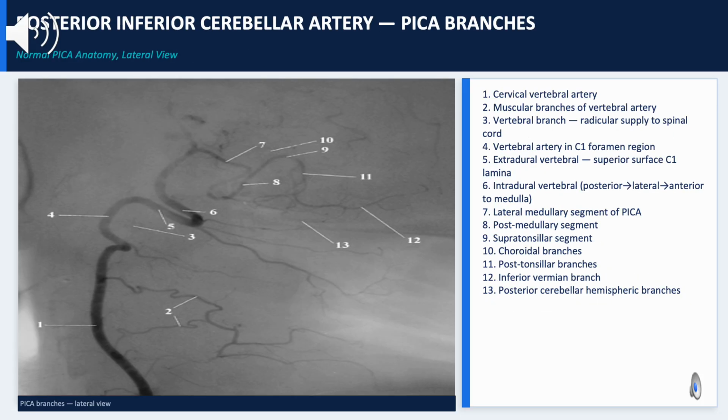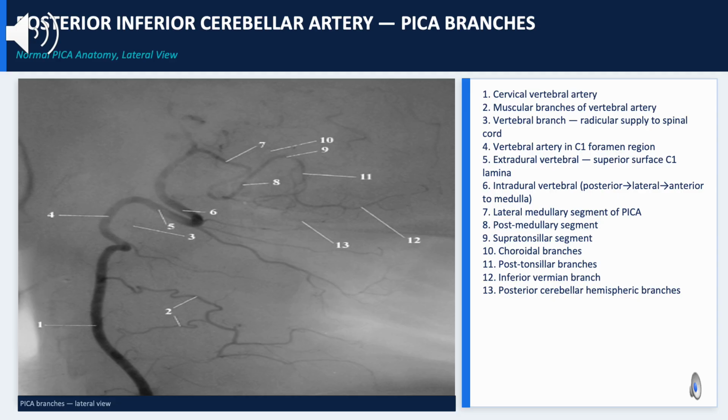This detailed PICA anatomy slide is one of the most important reference images in the course. The 13 numbered structures trace the complete PICA course from the cervical vertebral artery to the posterior cerebellar hemispheric branches. Clinically, the most important segment is the lateral medullary (7). The PICA origin from the vertebral artery in this location means that vertebral artery interventions at the PICA origin can cause lateral medullary syndrome, Wallenberg syndrome, if PICA flow is interrupted.